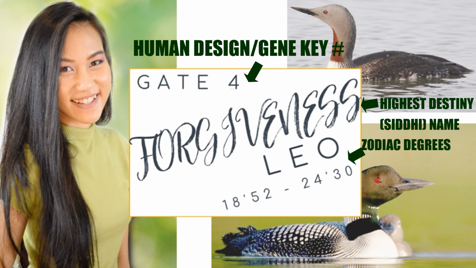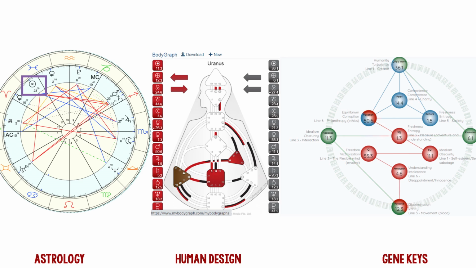I'll post a link in the description box below on how you can generate your natal chart, your human design body graph, and the gene keys. As you go through this chart tutorial, you want to have the three charts out in front of you: the astrology chart, the human design chart, and the gene keys chart. When you're looking at the astrology chart, you will see that the numbers next to particular planets are the degrees.